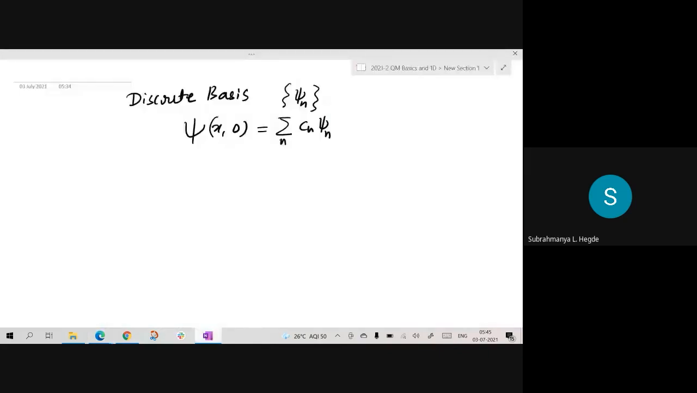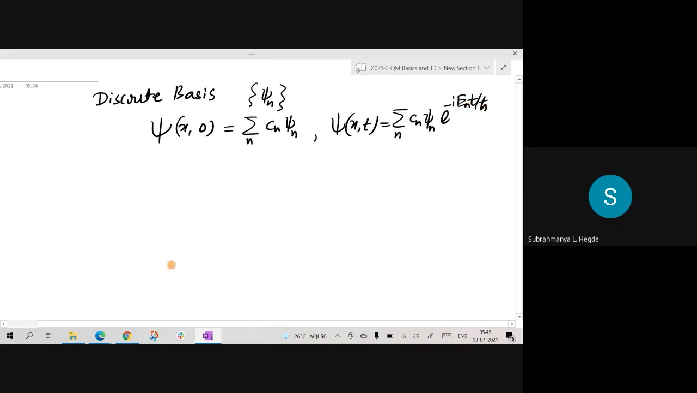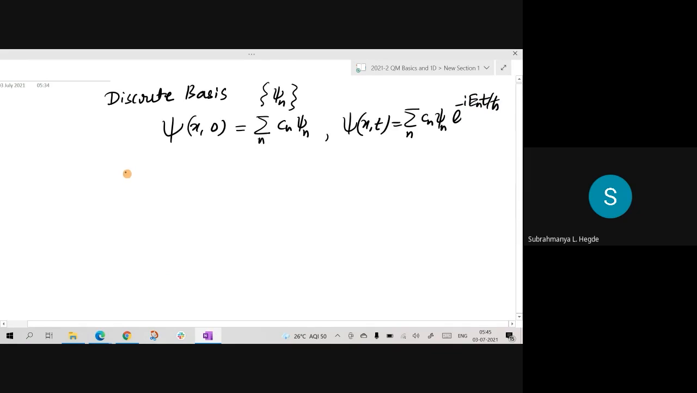Yeah. And again, psi of x comma t, we could have written as summation over n of Cn psi n into e power minus i En t by h bar, isn't it? We have seen all of this. Now, in case of continuous basis, again, these were individually normalizable, okay? And we have observed them, okay?